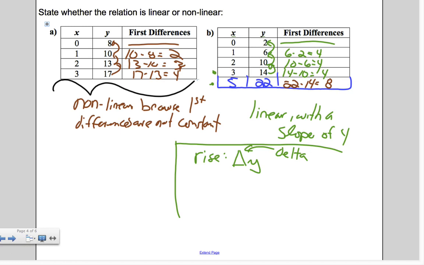So a triangle means delta, which is Greek for change. Here the rise is delta y, the change in y between these 2 points. So what's the change in y? 22 minus 14 is 8. Delta means change, like change in.